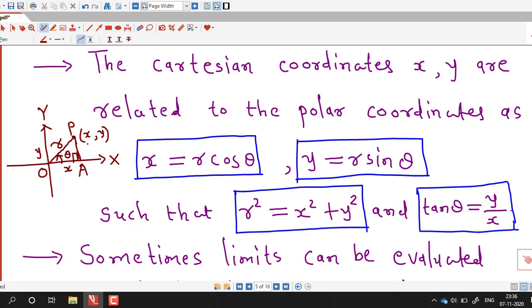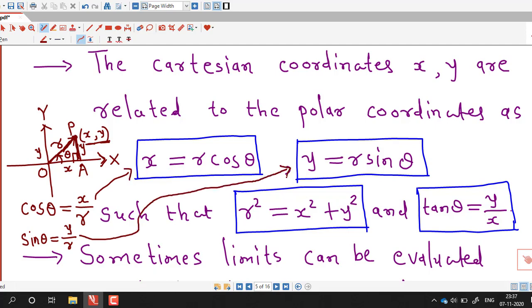So suppose we have this point ordered pair x, y in the xy plane. Then suppose this OP denotes the position vector of this point x, y. And suppose the angle made by this vector OP with the positive x-axis is say theta. And if we complete this right angle triangle OAP, then we know that cosine of theta is nothing but x divided by the length of OP, suppose it is r. And similarly, sine theta is AP, that is y over the length of OP, which is r. So from this we can write x equal to r cos theta and y equal to r sin theta.